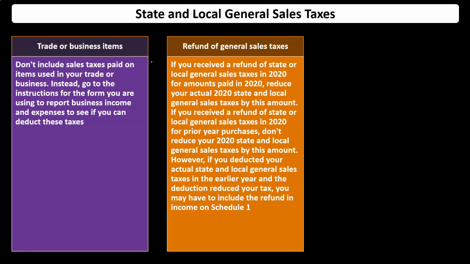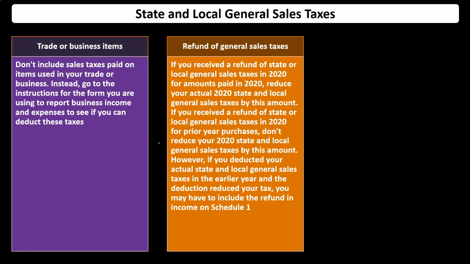So we have the refund of the general sales tax. If you received a refund of the state or local general sales tax in 2020 for amounts paid in 2020, reduce your actual 2020 state and local general sales tax by this amount. If you received a refund of state or local general sales tax in 2020 for prior year purchases, don't reduce your 2020 state and local general sales taxes by this amount. However, if you deducted your actual state and local general sales taxes in the earlier year and the deduction reduced your taxes, you may have to include the refund in income on Schedule 1.